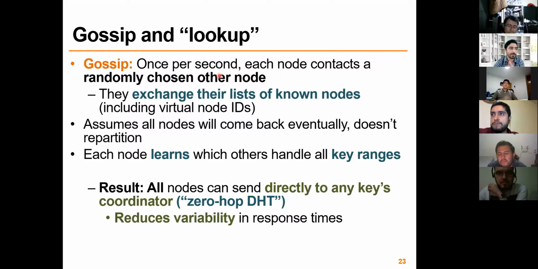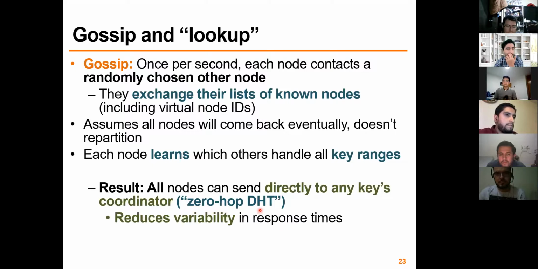So what they do is, once per second, each node contacts a randomly chosen other node, and they start exchanging their lists of known nodes, including virtual node IDs. So assume all nodes will come back eventually, and there is no repartition. Eventually, all the nodes get to know about the other nodes. That's how they can achieve this zero-hop distributed hash table. It is not necessarily zero hop always, but it can get to that level of performance for a lot of operations.